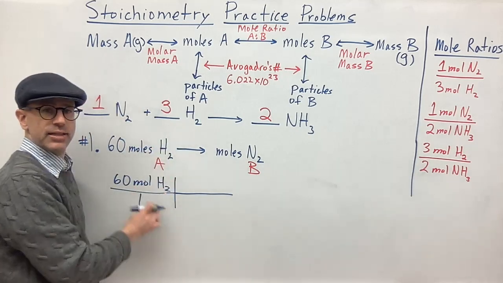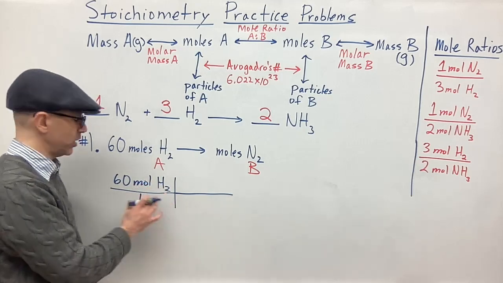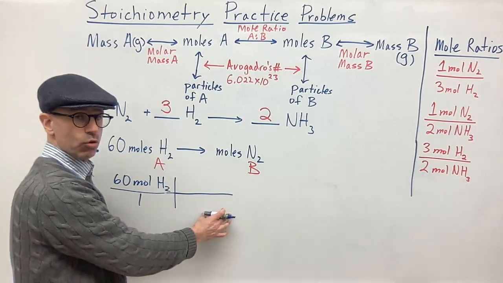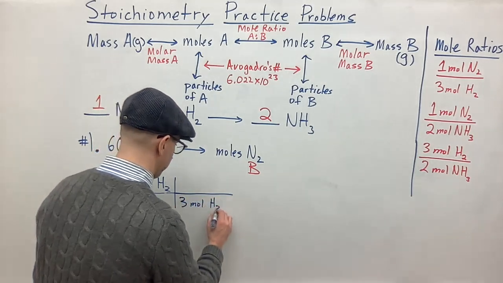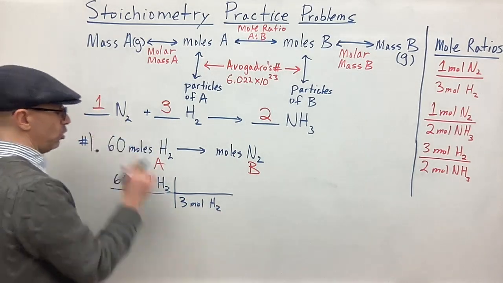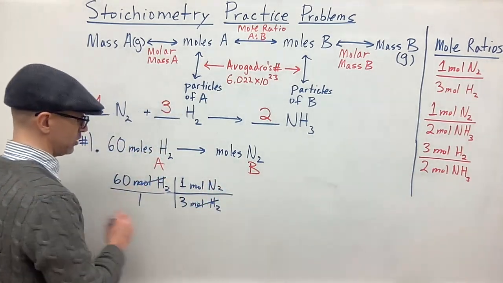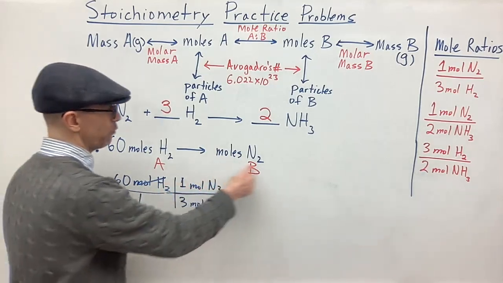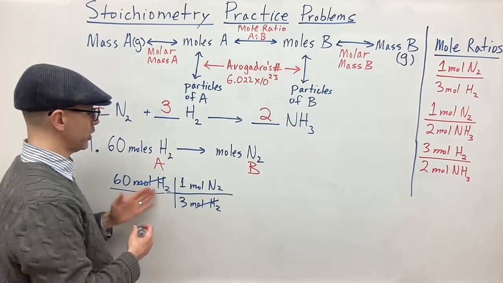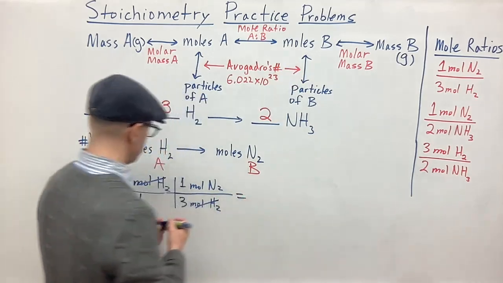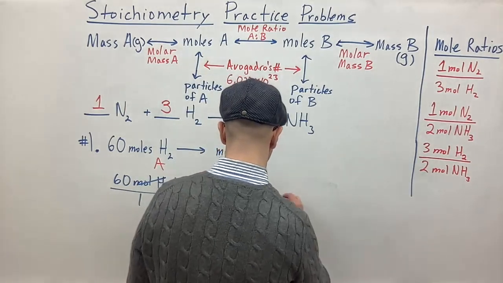I have moles of hydrogen on the top. Whatever's on the top needs to go on the bottom here for the units to cancel out. So I have to have moles of hydrogen down here: 3 moles of H2 on the bottom, and then 1 mole of nitrogen goes on top. Now moles of hydrogen cancel out, and I have moles of nitrogen, which is what they're asking for. So I've gone from point A to point B and I am finished. Now all I need to do is the calculation on my calculator. 60 divided by 3 gives me 20 moles.